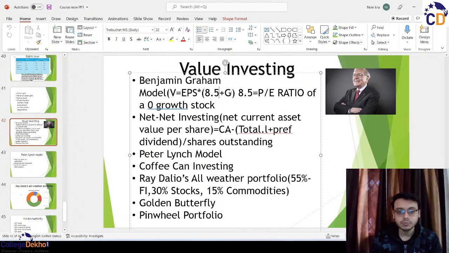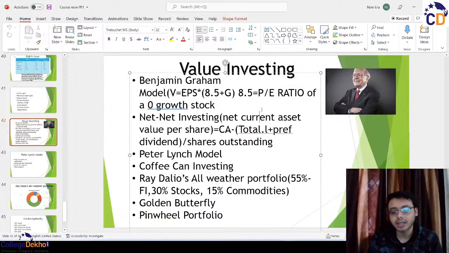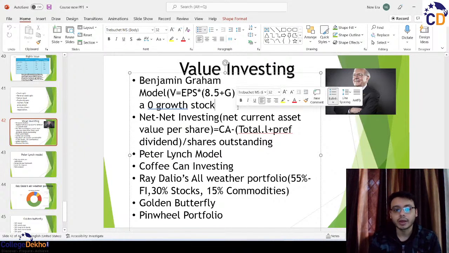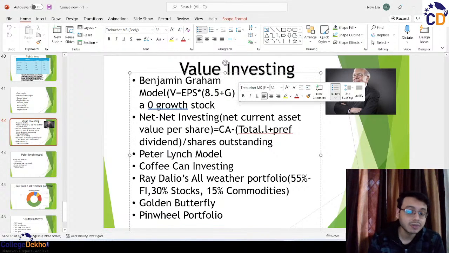G is the growth rate, assuming the P/E ratio of a zero growth stock. It means the growth rate of the stock is zero, and just for the sake of taking a conservative measure, or for the sake of simplicity, we take the P/E ratio of a zero growth stock. Now, why this 8.5? Why did he take specifically 8.5?